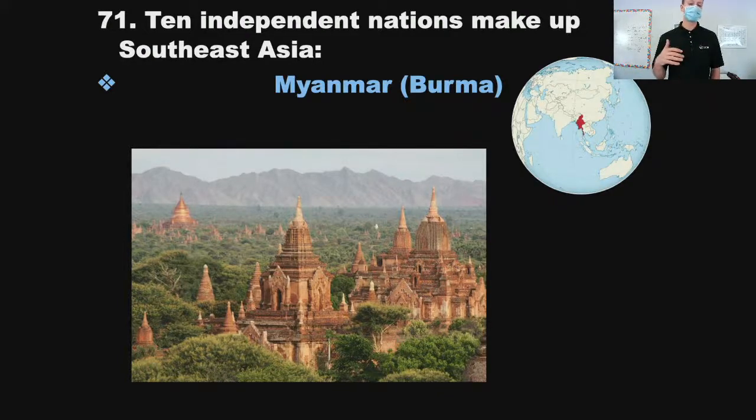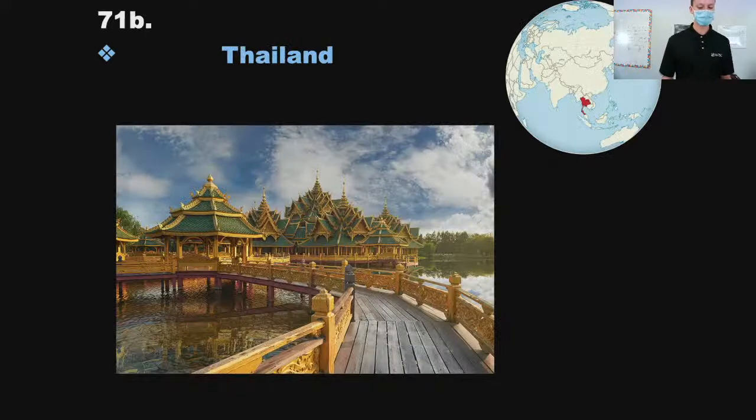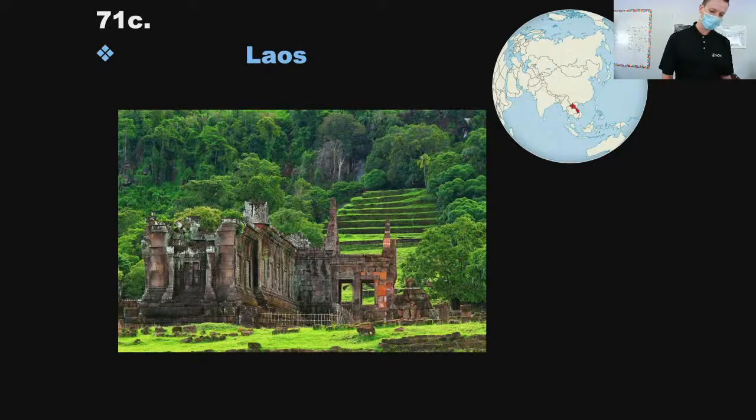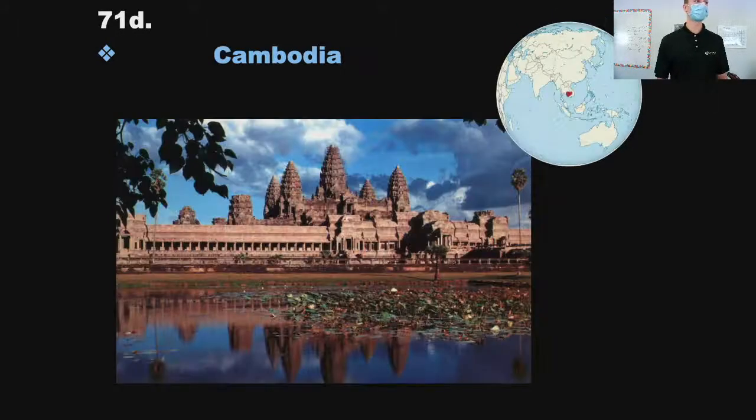All right, here we go. Southeast Asia had 10 independent nations. We're just going to go through those 10 independent nations and maybe give a little summary. First, Myanmar, or currently known as Burma. Myanmar or Burma. We have Thailand. So again, you can kind of see where this Southeast Asia area is. Thailand. We have Laos. We have Cambodia.